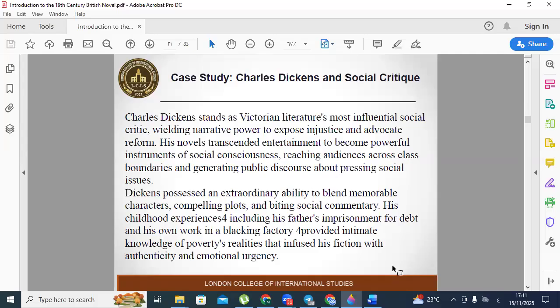Third, his genius for characterization. Dickens didn't create abstractions or types, he created vivid individuals who embodied social issues. When readers met Oliver Twist or Little Dorrit or Jo the crossing sweeper, they weren't just learning about social problems, they were emotionally connecting with suffering individuals. Dickens understood that changing society required changing hearts, not just minds. His novels created empathy and urgency that dry social reports couldn't generate. Let's examine one novel in detail to see how this works.